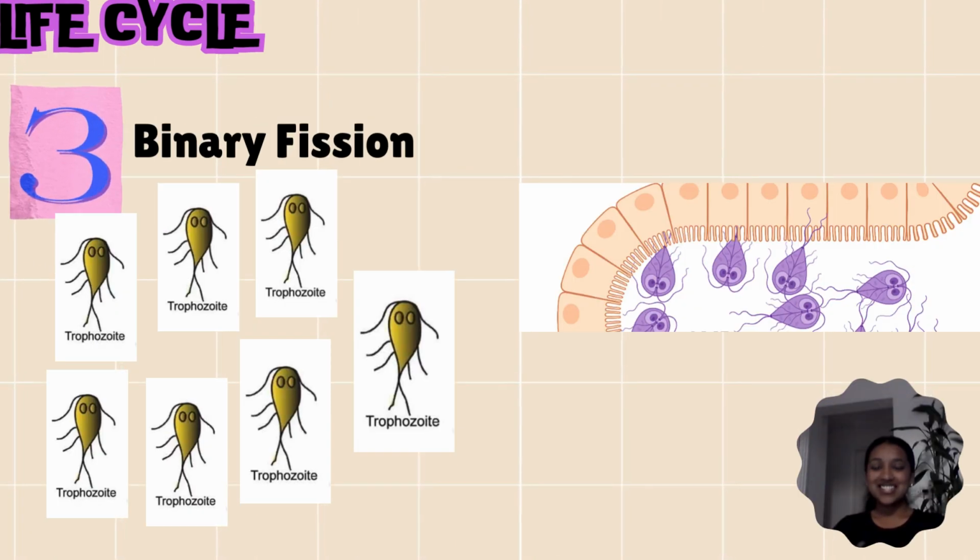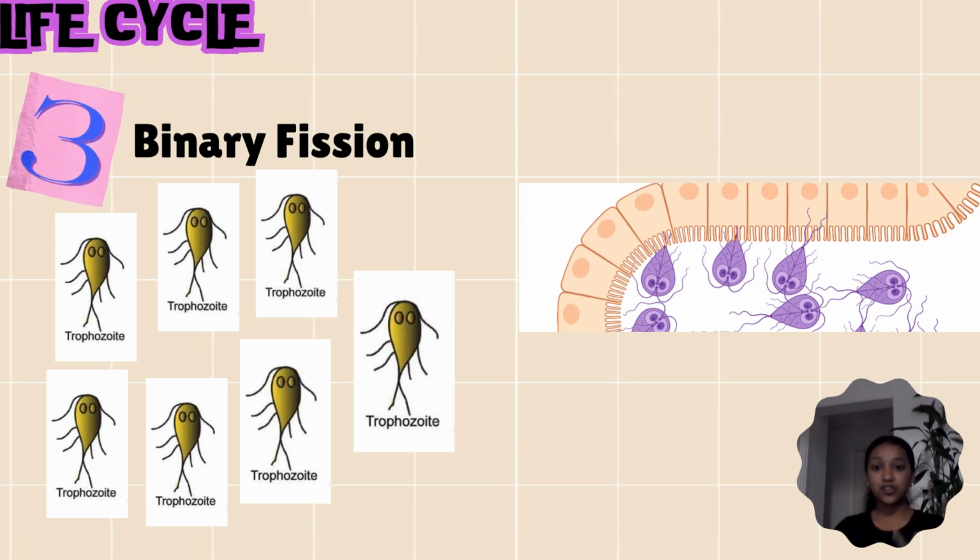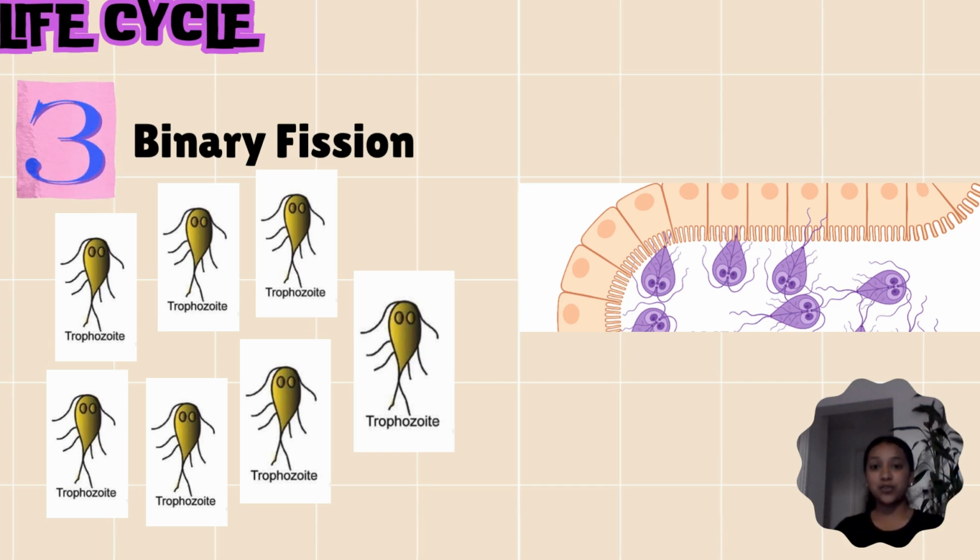So once excystation takes place, the two trophozoites which have been produced are going to undergo asexual reproduction. Through binary fission, they are able to multiply, and once they multiply, they are able to bind to the villi of the small intestine. And trophozoites which do not bind to the small intestine proceed to the large intestine towards the colon.